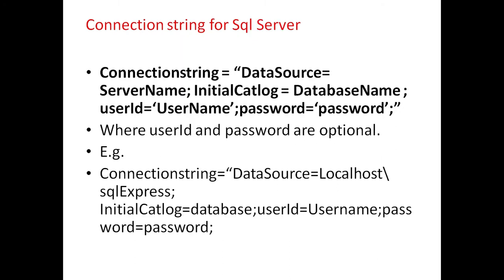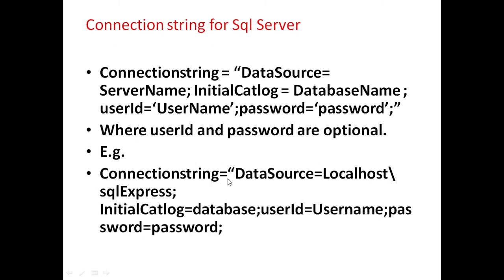Then the connection string for SQL Server: here the data source name is the server name, the initial catalog is your database name, and user authentication with user ID and password. For example, the connection string equals data source equals localhost/SQLExpress, which is the server name. Then the initial catalog is the database name, user ID and password.